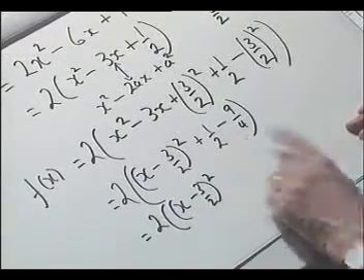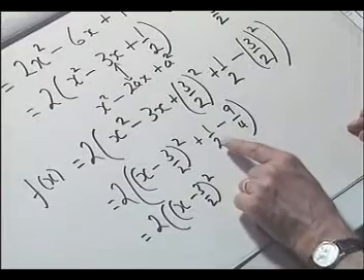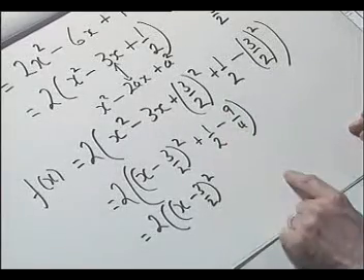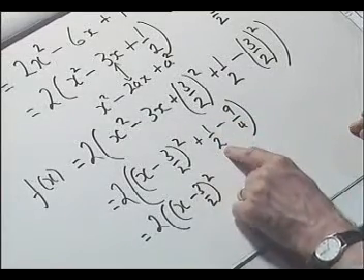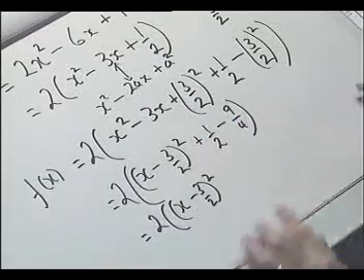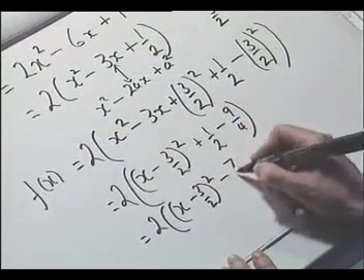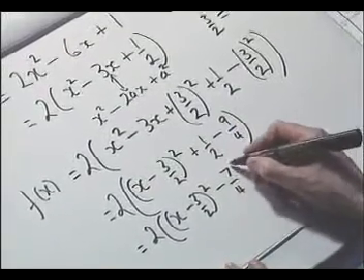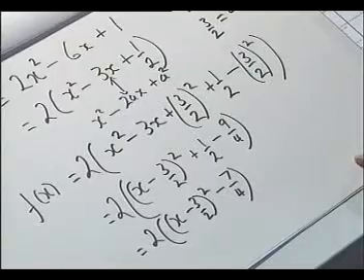And now we can juggle with these fractions at the end. We've got plus a half, take away 9 quarters. Well, a half is 2 quarters. So if we're taking away 9 quarters, we must be ultimately taking away 7 quarters.